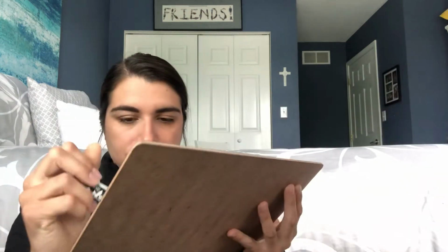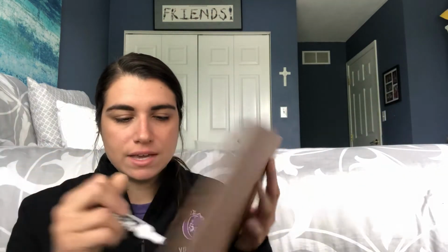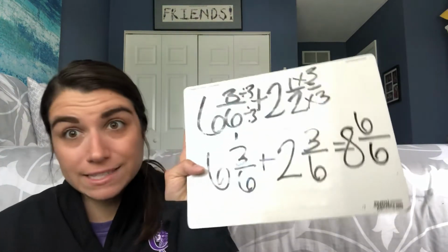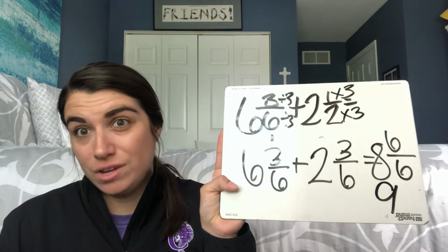Now, if you did it the other way, where you multiplied the 2 1/2 by 3 to get 6, we're going to do it that way now. So I get 6 3/6 plus 2 3/6, and 6 plus 2 is 8. 3 plus 3 is 6, and my denominator is 6. So again, I get 8 6/6, which is 9 because it's the same as 8 plus 1, which is 9. So you would have gotten the same answer either way.